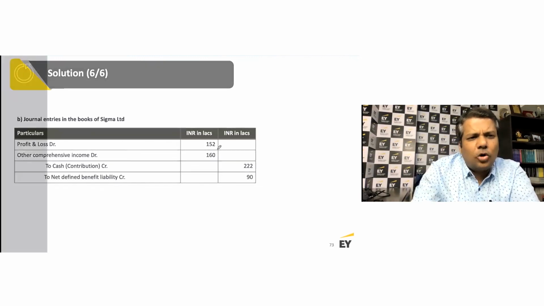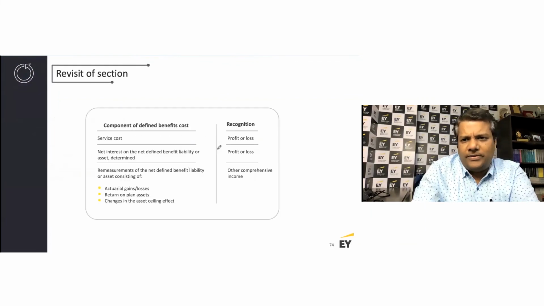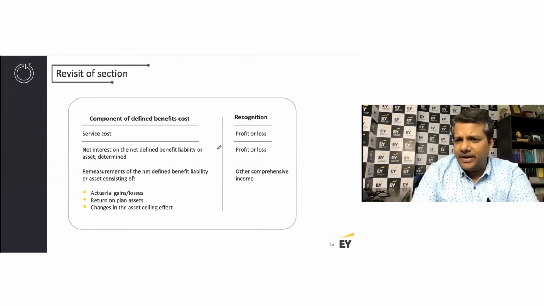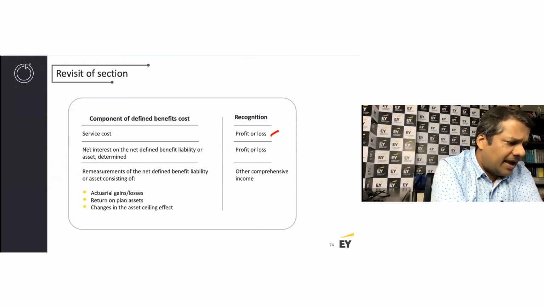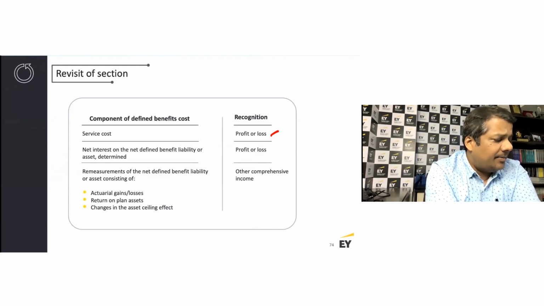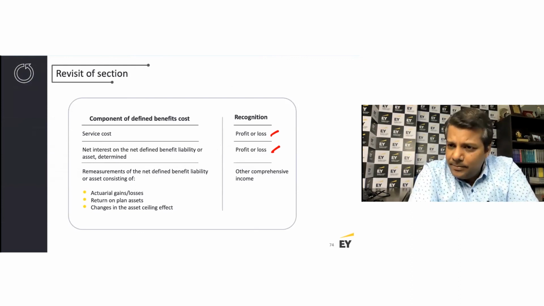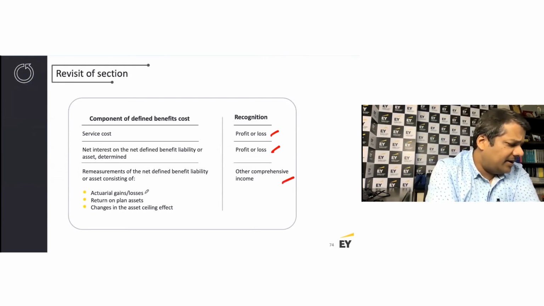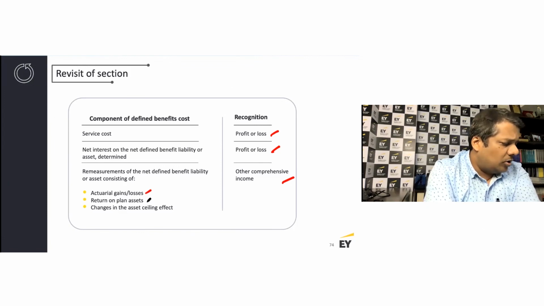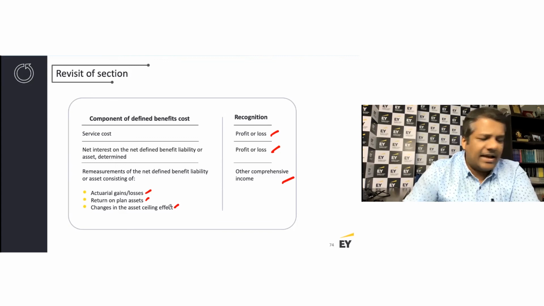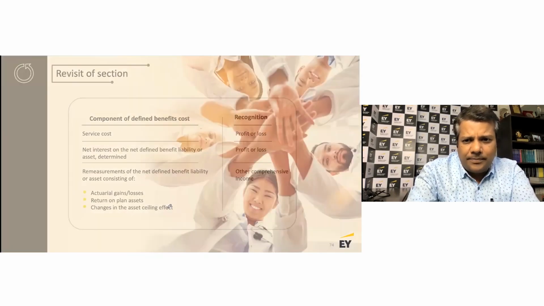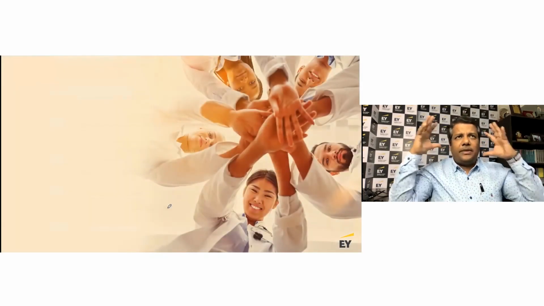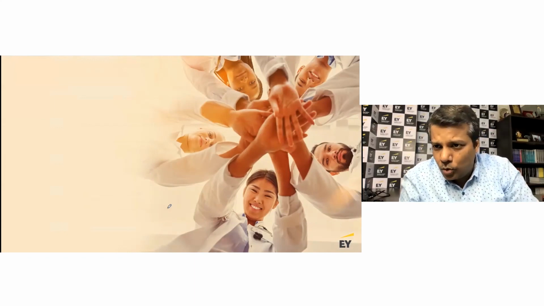Okay, so we're going to quickly summarize what we've talked about, right? Components of defined benefit cost: service cost goes into P&L. Net interest on the net defined benefit liability or asset also goes into the P&L. Remeasurement goes into other comprehensive income, which is a component of actuarial gains and losses, return on plan assets, and change in the asset ceiling effect. All three in a way go into your other comprehensive income, right? And you got to be clear in terms of how to visualize all components, right? That's extremely important.